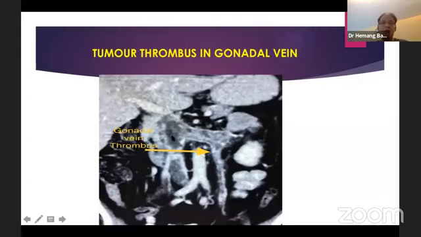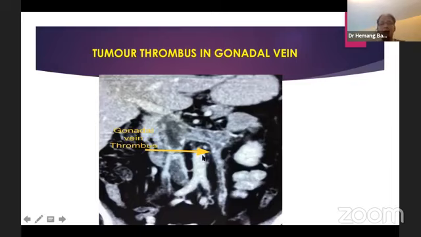Now, this is another case where we had a thrombus extending into the left gonadal vein, as you can see. It is a level 3 thrombus, and the interesting part was there was also a bland thrombus below the tumor thrombus, below the renal vein. So it is not necessary to always remove the bland thrombus.